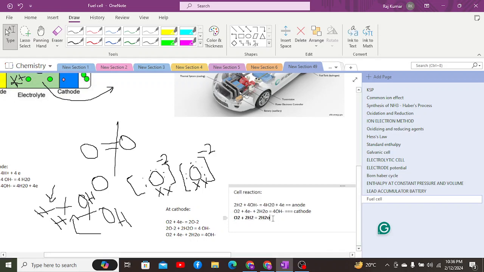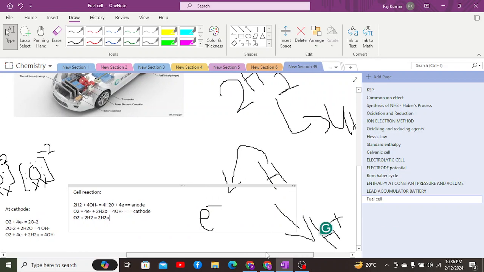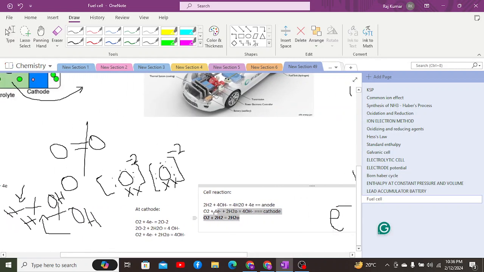And of course, that appears a combustion reaction, but behind this there is a redox reaction occurring. And one more thing, this reaction occurs at a very high temperature. Fuel cells operate at very high temperature, due to which the water which is obtained would be in the form of steam, and that can also come back into its liquid state by condensation.